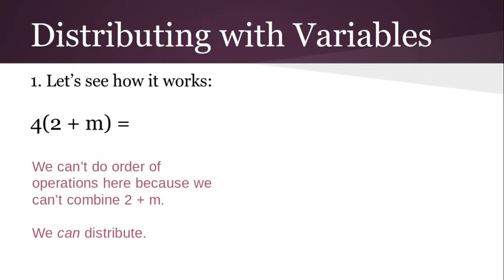So let's see what this looks like. We have 4 times 2 plus m, which translates to 4 times 2 plus 4 times m. That gives us 8 plus 4m as our result.